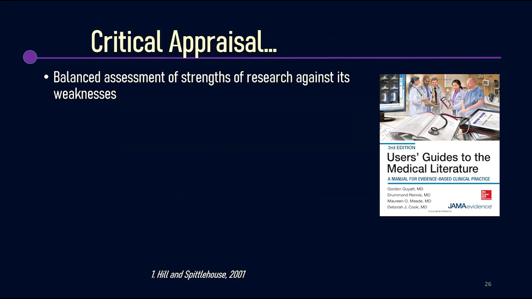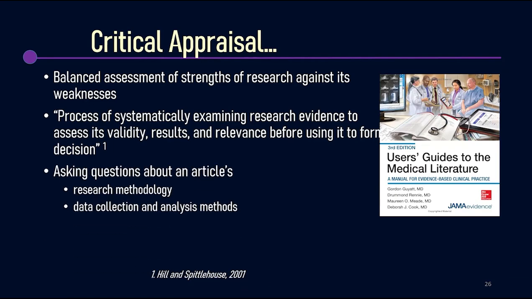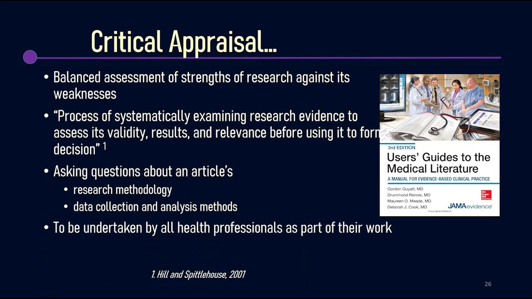Now let's go to the modern form of critical appraisal. It is nothing but the balanced assessment of strengths of research against its weaknesses. And to define it more broadly, it is the process of systematically examining research evidence to assess its validity, results, and relevance before using it to form decision. This was given by Hill and House in 2001. This involves asking questions about an article's research methodology and data collection and analysis methods. And this is important. This critical appraisal is to be undertaken by all healthcare professionals as part of their work.